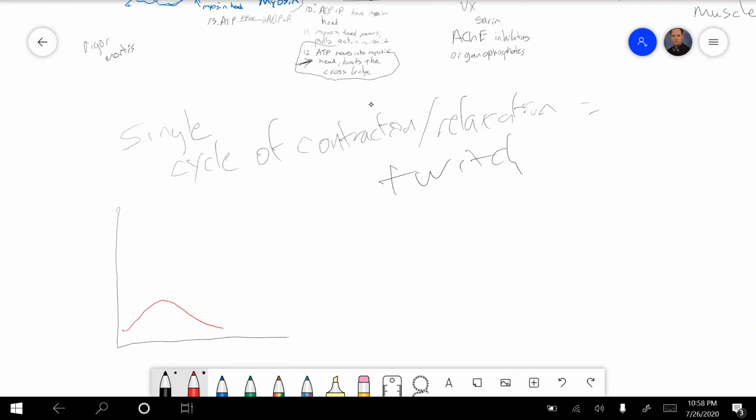Well, let's look at what the action potential looks like behind that. Your action potential would be here. I can do much better than that. So that still sucks. So there's your action potential. There's your muscle twitch.